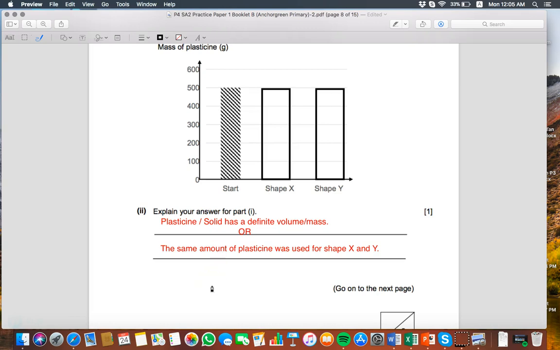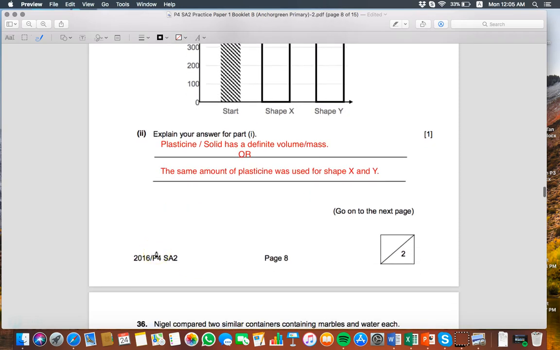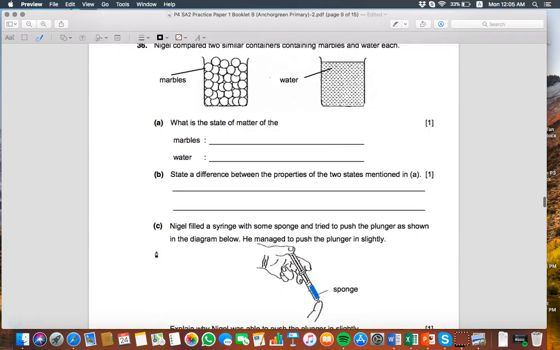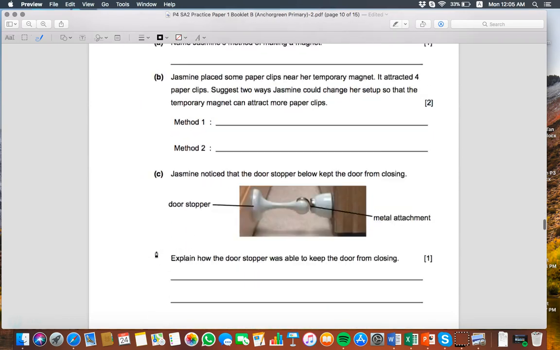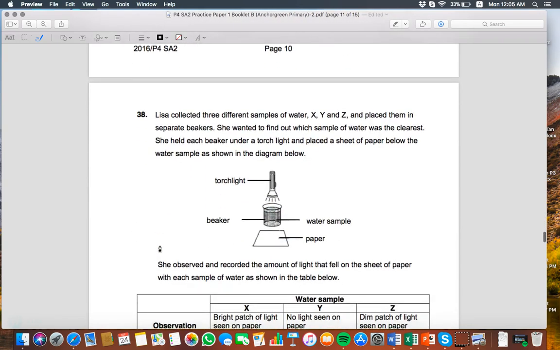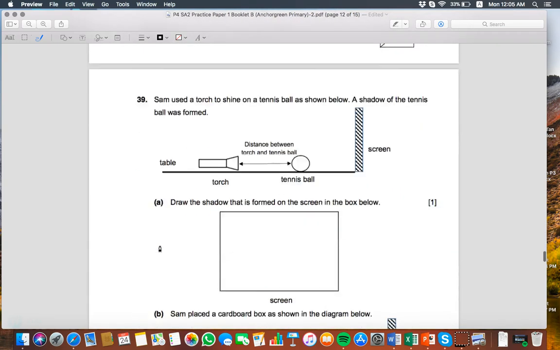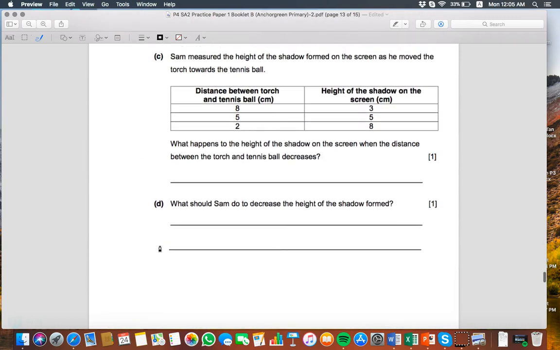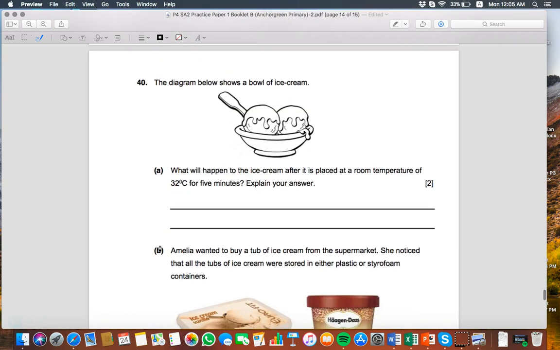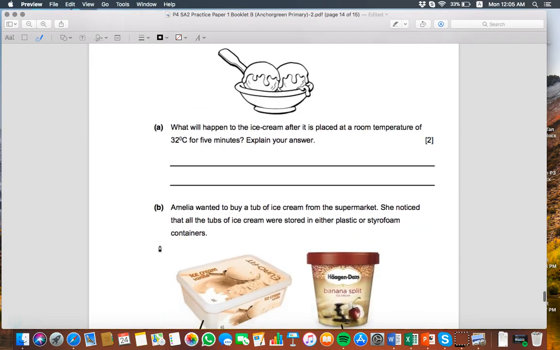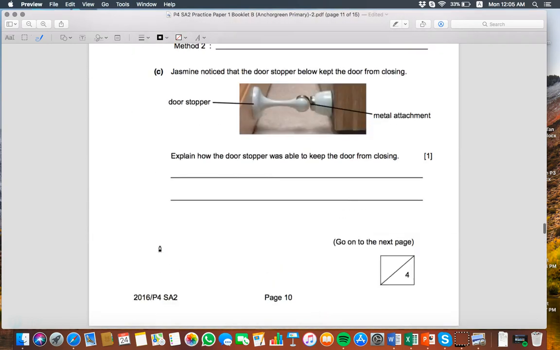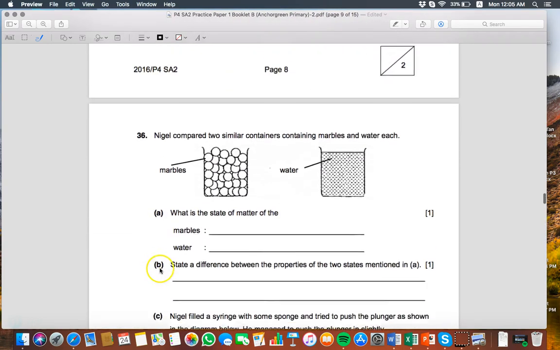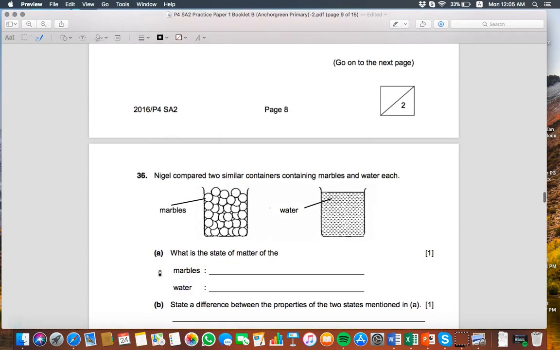Are y'all done copying? Very good. How many questions am I left with? We haven't gone through question 36, 37, 38, 39. I went through question 40. So we still have about 4 questions.